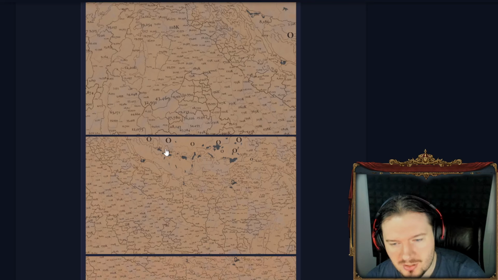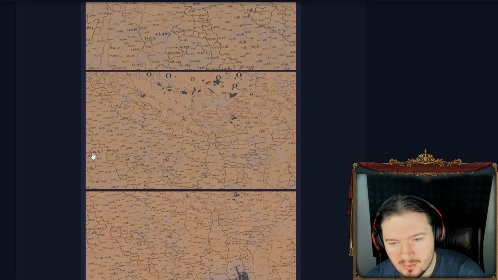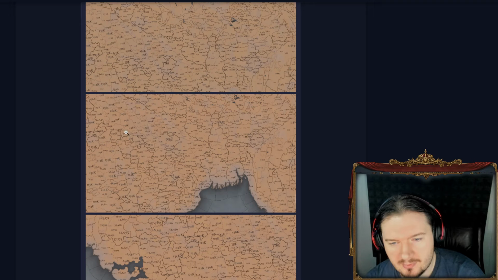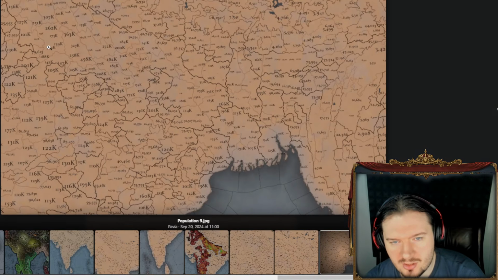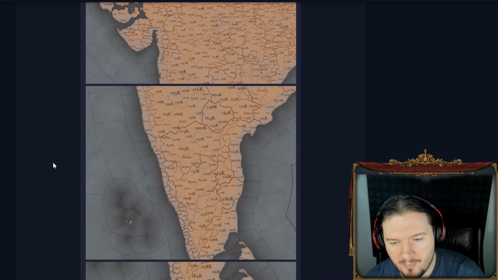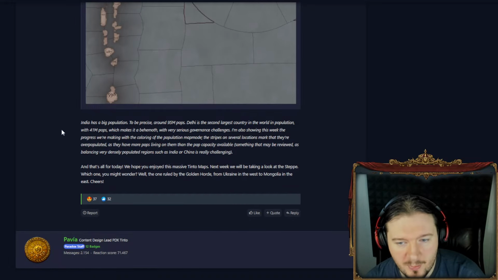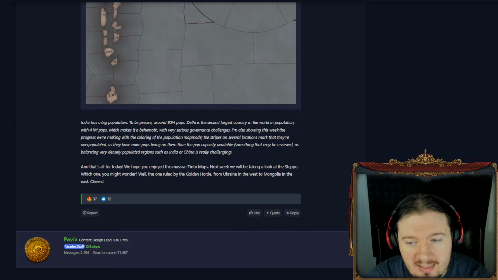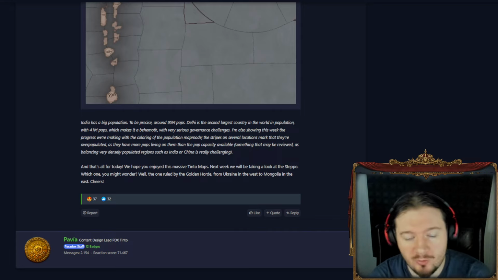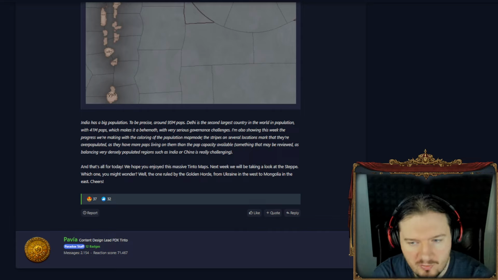location populations as well is, oh boy, just such high populations. It is insane. But yeah, going on to here. India has a big population, to be precise, around 95 million pops. Delhi is the second largest country in the world in population with 41 million after Yuan, which makes it a behemoth with very serious governance challenges.